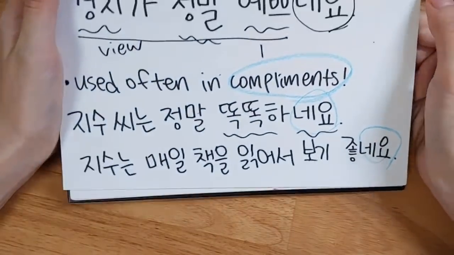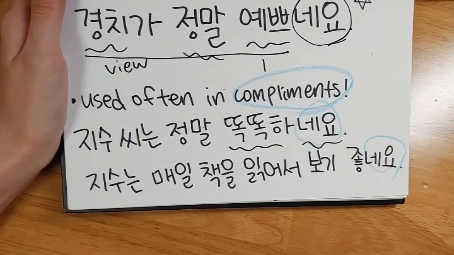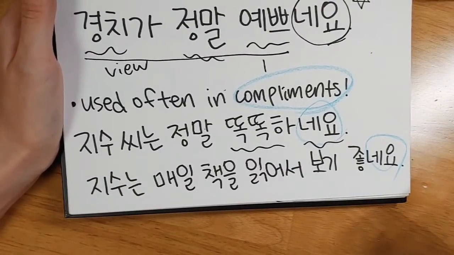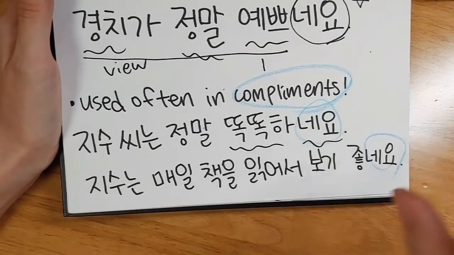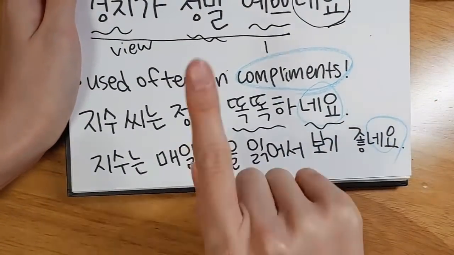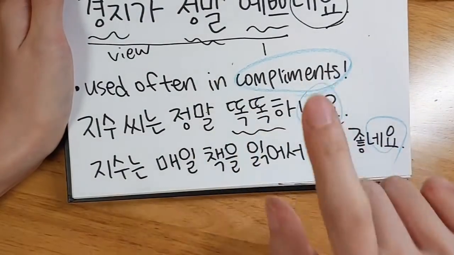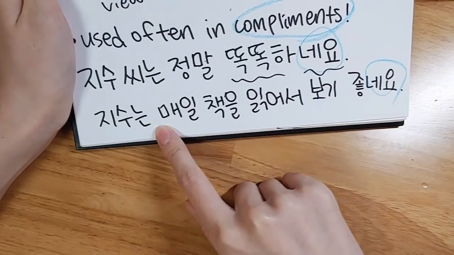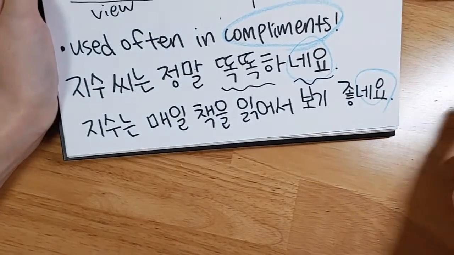And 네요는 감탄 표현을 나타내요. Okay, so yes, it does. It expresses your surprise, but not always. It can also be used to merely report what you observe, what you see, even if you're not necessarily surprised. But it can also be used as an expression of surprise, so that's why it can also be used in many compliment sentences. And you can also say, 지수는 매일 책을 읽어서 보기 좋네요.